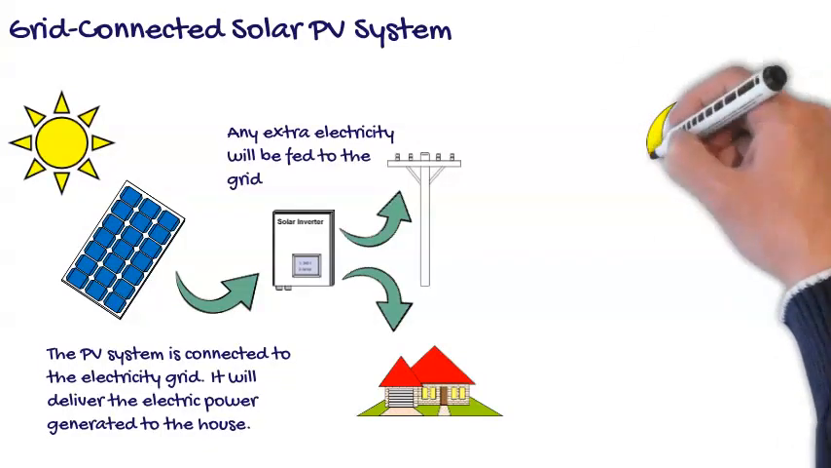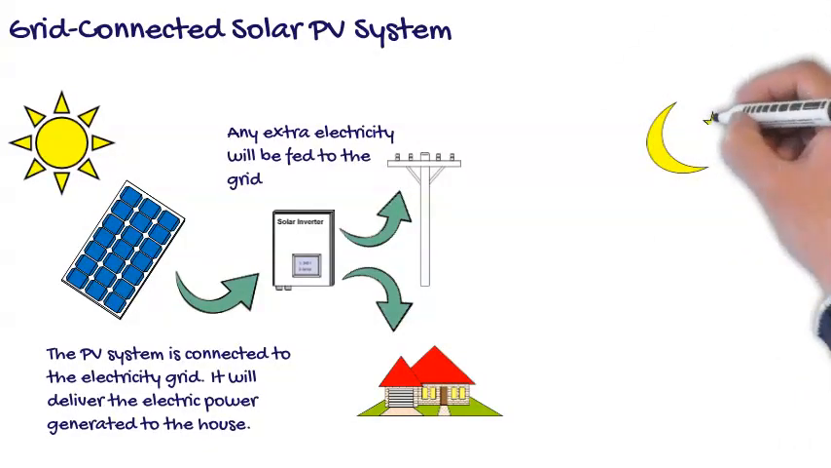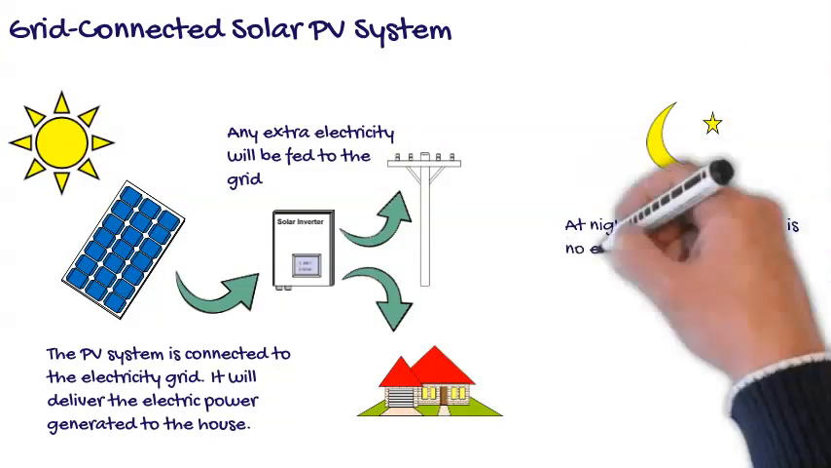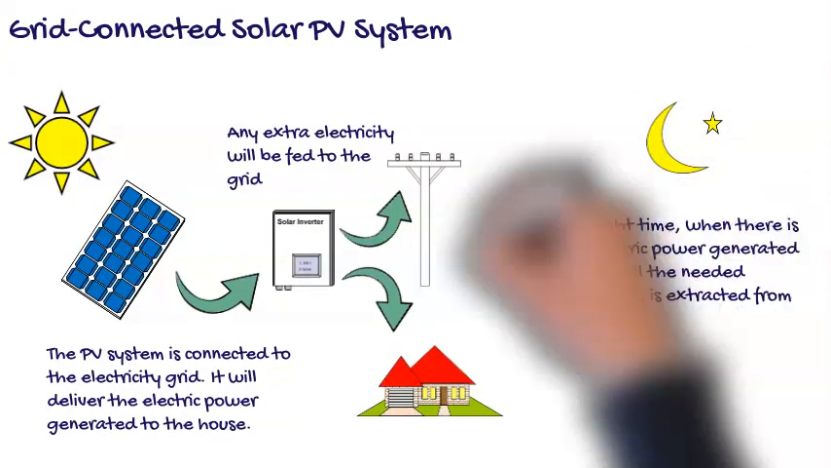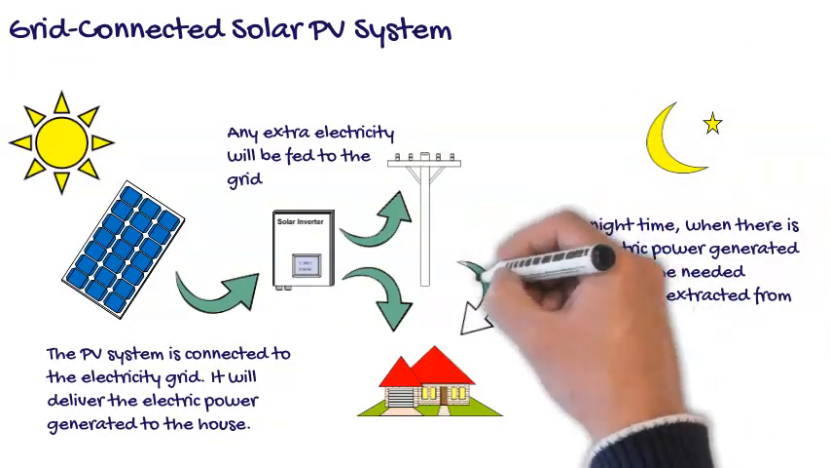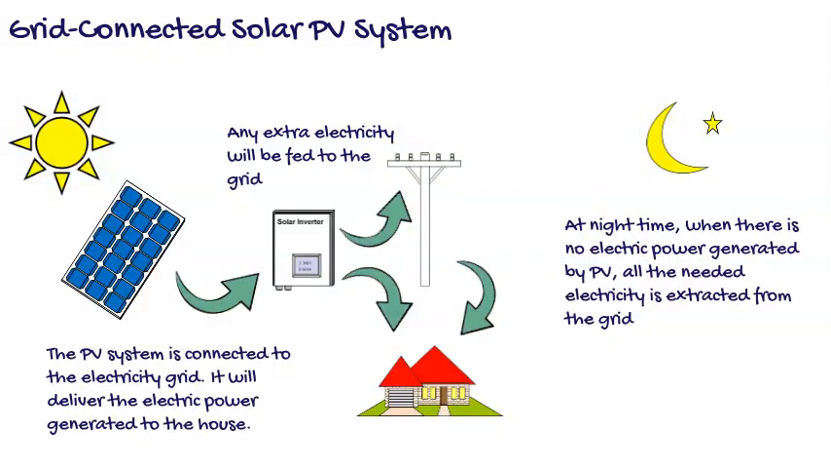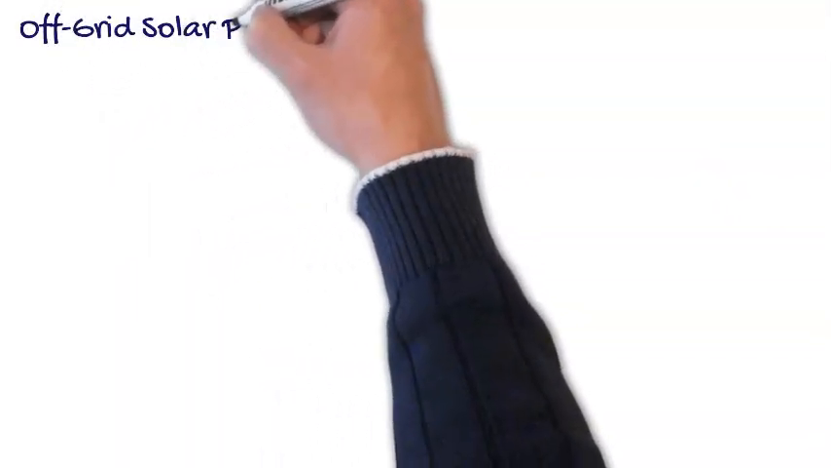At night time, however, as there is no sunlight, there is no electric power generated by PV. During this time, all the needed electricity is extracted from the grid. As the system works parallel with the power grid, before the installation, approval is normally required from the local electric utility company.